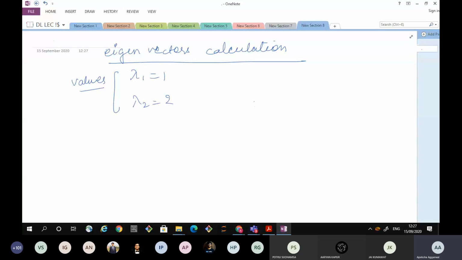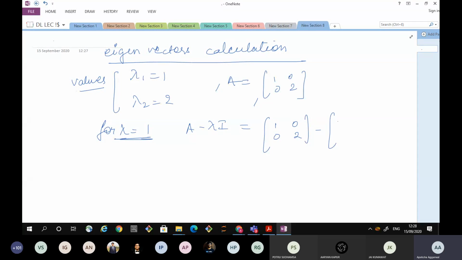So what I always do is I first take lambda equal to 1. For this I calculate A minus lambda I. So this is 1 minus 1, 2 minus lambda is 1. So 1 and 0 and 0. Okay, lambda is 1.